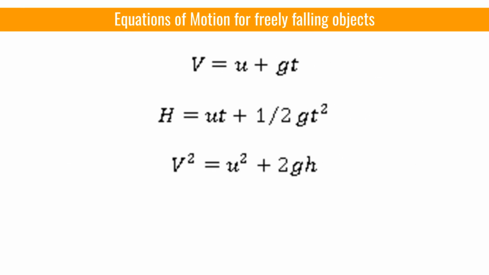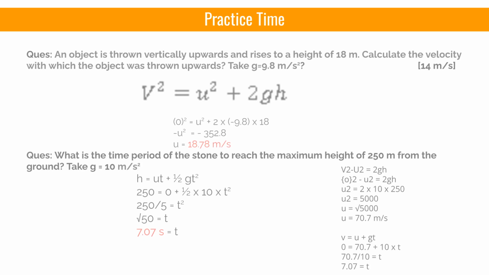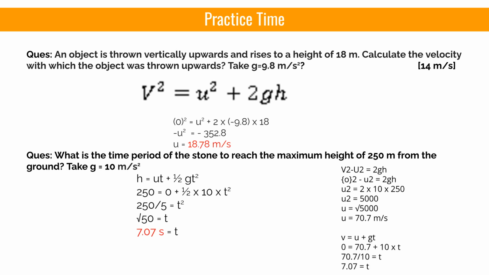The standard equations of motion can be adapted for freely falling objects by replacing acceleration a with the acceleration due to gravity g. These equations help calculate velocity and height for objects in free fall. Here are 2 practice problems using the equations of motion for freely falling objects. The first calculates the initial velocity required for an object to reach a certain height, and the second determines the time period to reach maximum height.